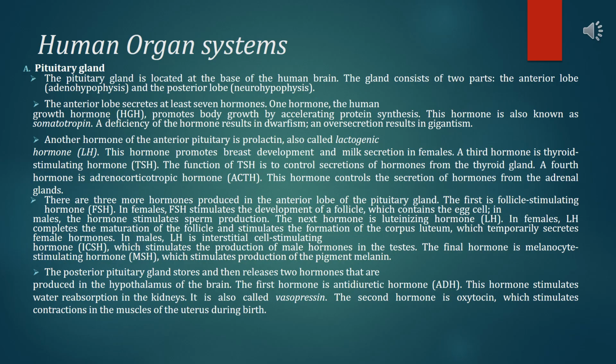A deficiency of the hormone results in dwarfism. An oversecretion results in gigantism. Another hormone of the anterior pituitary is prolactin, also called lactogenic hormone, LH. This hormone promotes breast development and milk secretion in females.